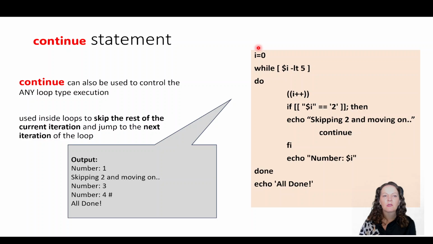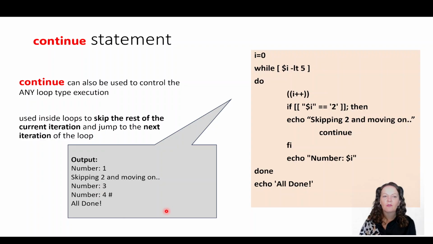Goes back around. Is i less than 5? Yeah. 1 becomes 2, 2 is equal to 2. Skipping 2 and moving on. And there we jump around again. Up we go, 3. So there's my increment. I'm getting tongue-tied here. And you can see the output of it.